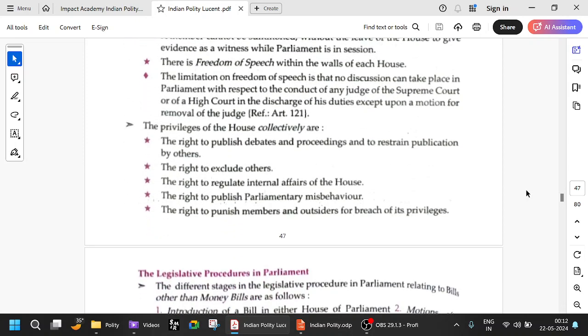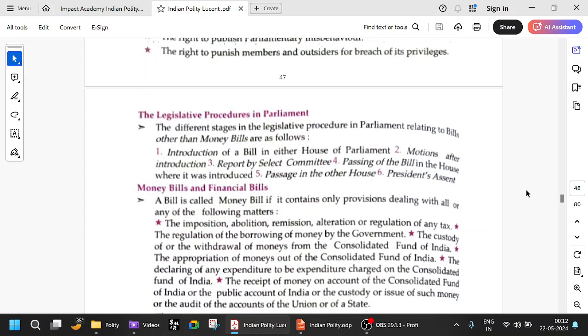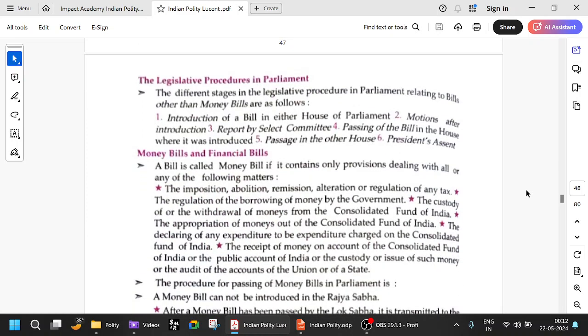So in the next session, we'll see in detail about money bills, financial bills, okay, legislative procedures, all those things. They are very important, and many questions are frequently asked from that session also.